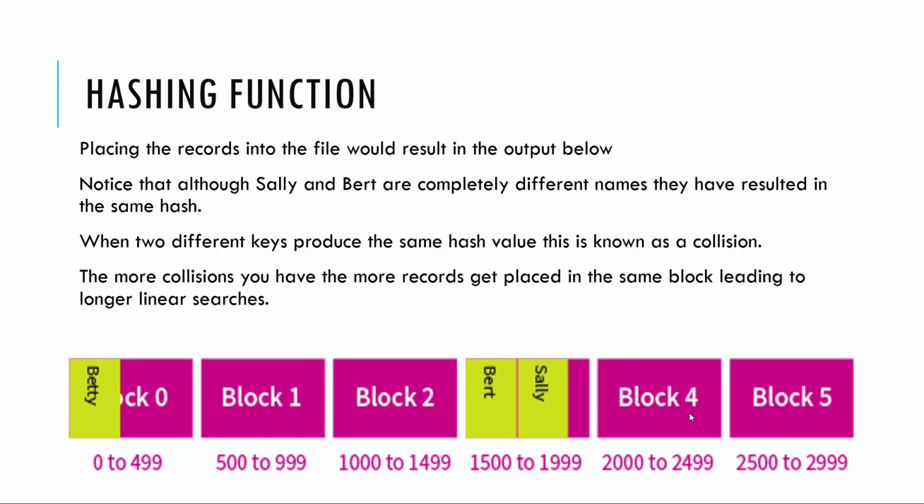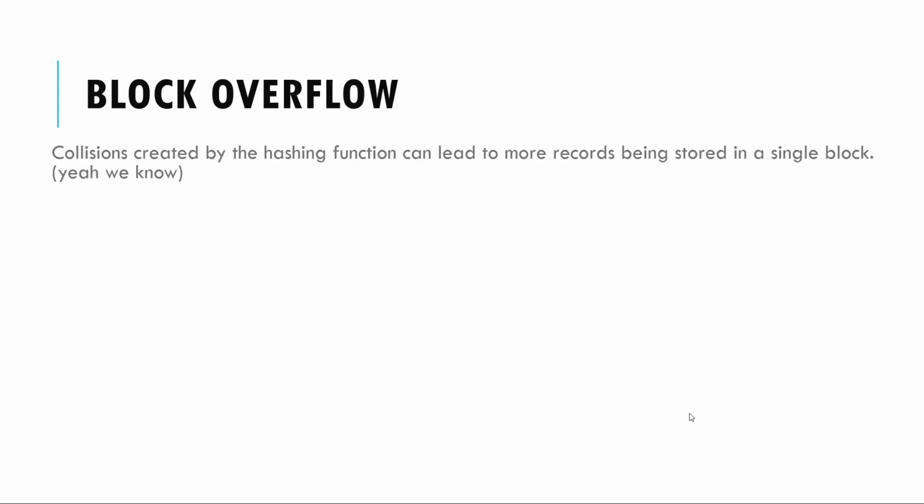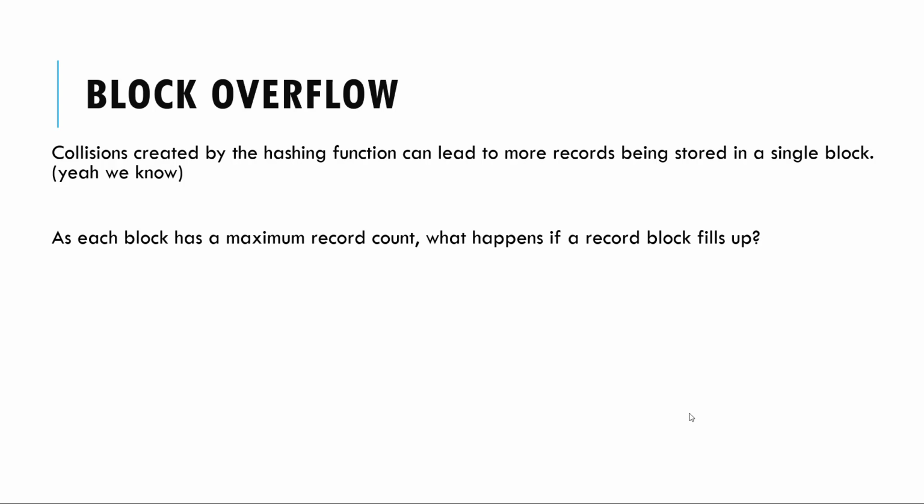So there's a couple of different ways to deal with collisions. And the first way is looking at block overflow. Collisions created by hashing functions can lead to more records being stored in a single block. We know that. As each block has a maximum record count, what happens if the block fills up?